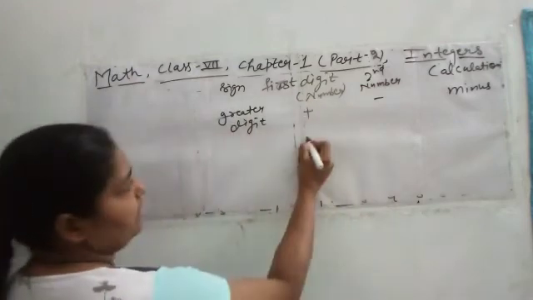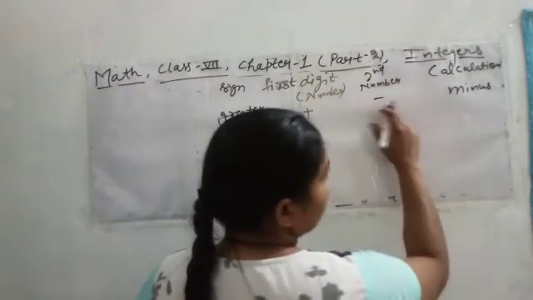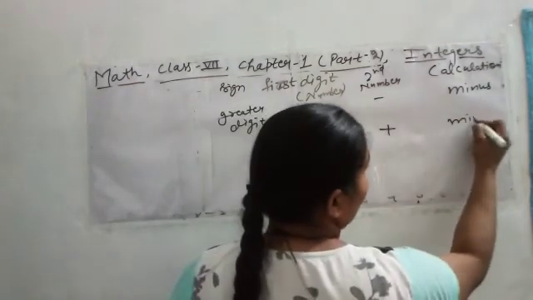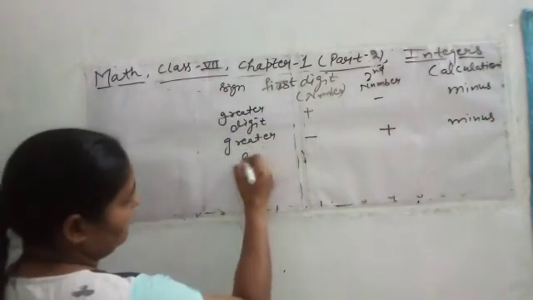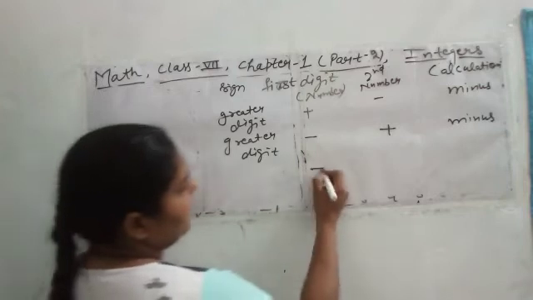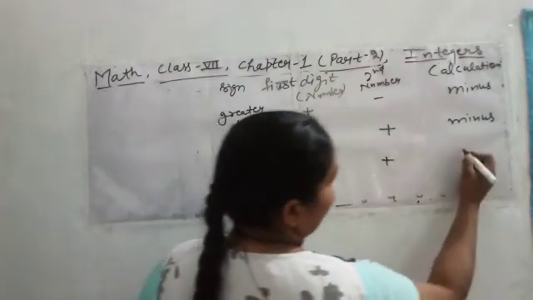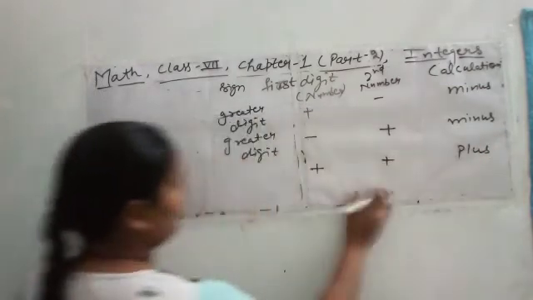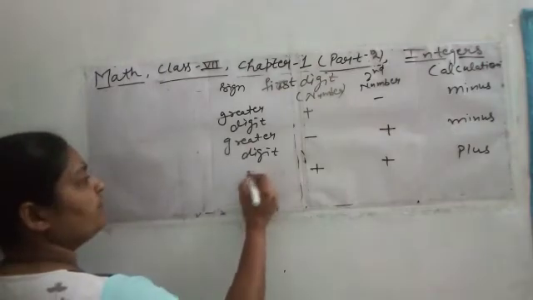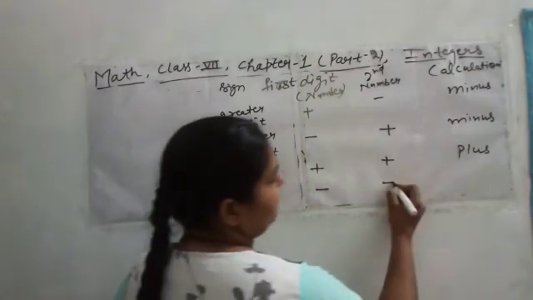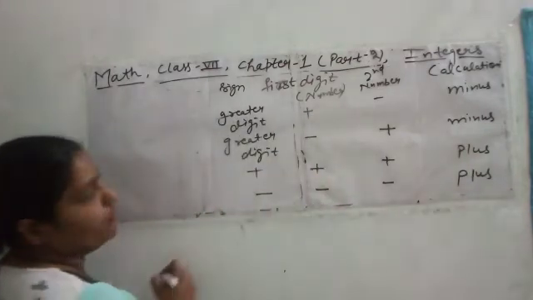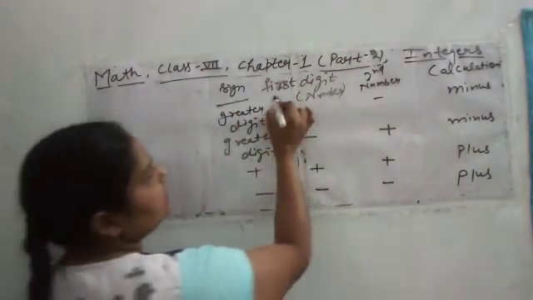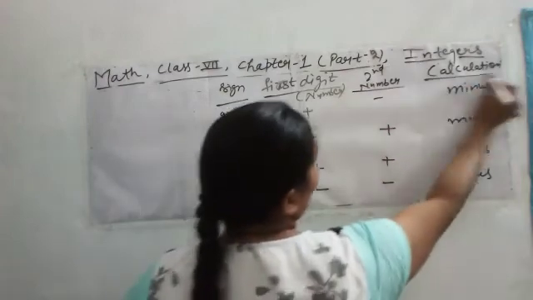If the first number is minus and the second number is plus, then also the calculation will be minus and the sign will be of the greater digit. If the first number is plus and the second number is plus, then the calculation will be plus and the sign will be plus. If the first number is minus and the second number is minus, then the calculation will be plus and the sign will be minus. These rules you have to keep in your mind, then you can solve.